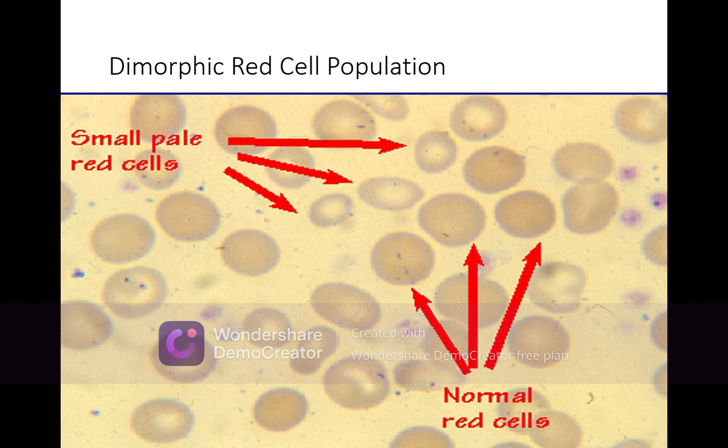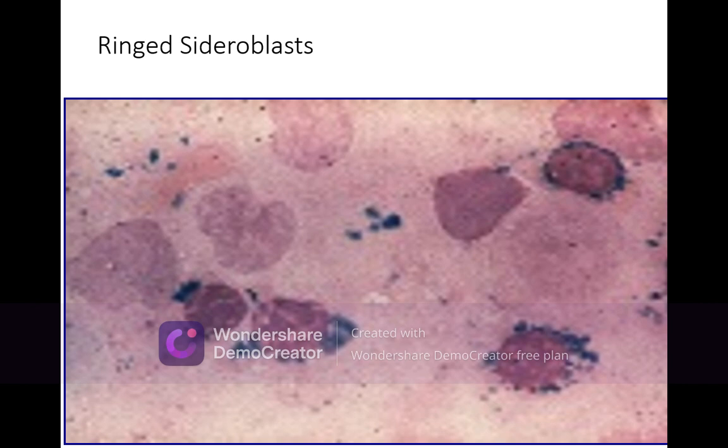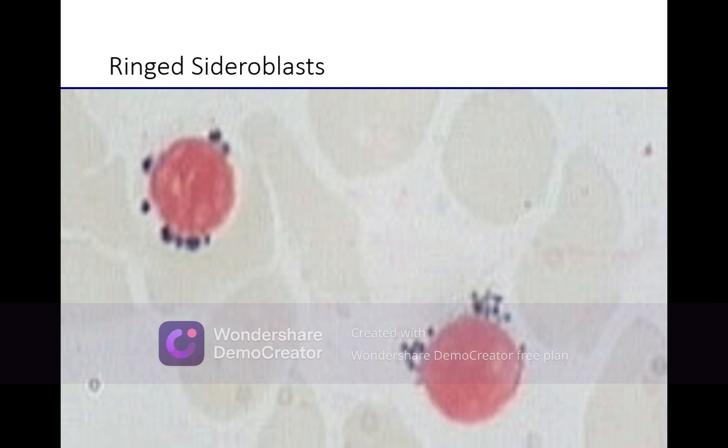Now this is a dimorphic red cell population: small pale red cells, with normal red cells in comparison. This is another point pointing to myelodysplasia. Ring sideroblasts, you see here, see my cursor, these are the rings. These are ring sideroblasts with Prussian blue staining, very specifically on the plasma lemma.